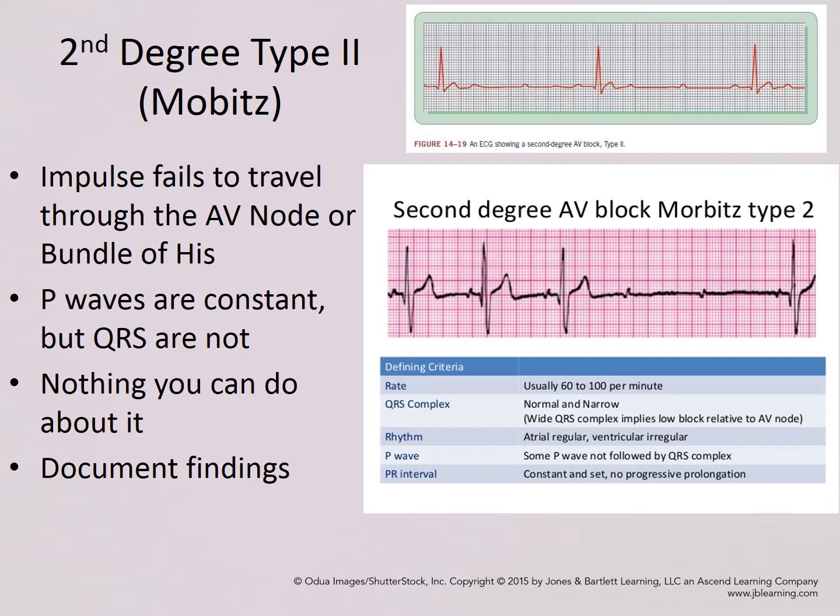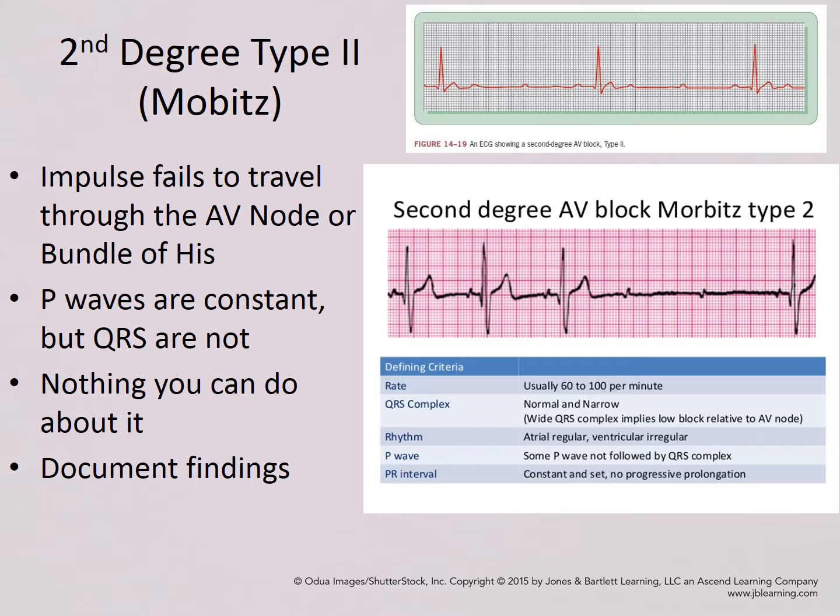Now, second degree type 2 AV block, also called Mobitz, this is where the impulse fails to travel through the AV node or the bundle of His. So it completely blocks the ventricle from contracting. Your P waves are constant. You just all of a sudden won't have a QRS. Again, this is not of major concern because there's nothing you can do about it. This is probably something patients have had for quite some time. You do want to document your findings.